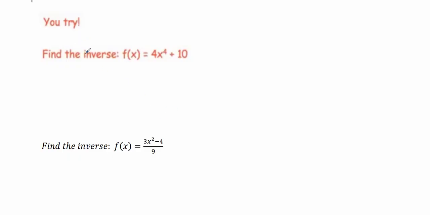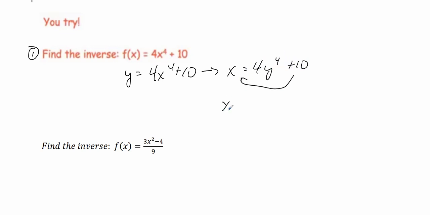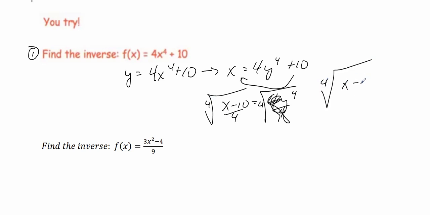Okay, actually it's number 1. So find the inverse of that. Okay, so I get what? This is y equals 4x to the 4 plus 10. I'm going to change it. x equals 4y to the 4 plus 10. Bring that over. x minus 10 equals 4y to the 4. Divide by 4. Right, so then this is gone. Then what? I got to take the 4th root of both sides, right? 4th root. So I get the 4th root of x minus 10 over 4 equals y.